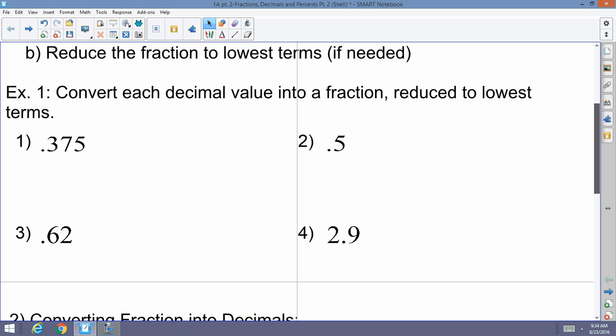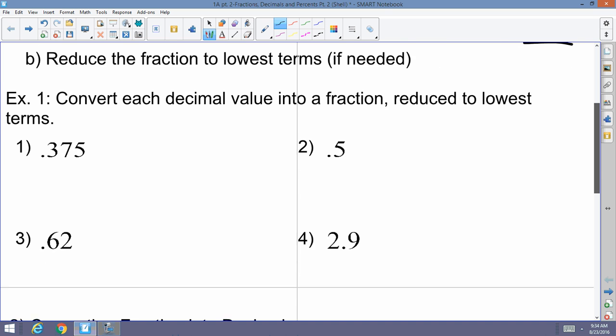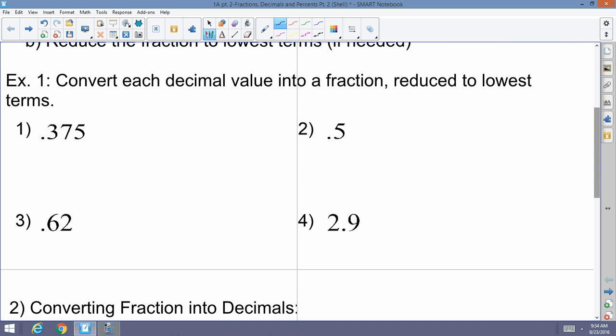So we have the first one. I know everyone's going to say, oh, it's 0.375. Yes, but read correctly, it's 375 thousandths. Why? Well, because you have the 375, and then the last place value of this number ends in the thousandths. Remember, we have the tenths, hundredths, thousandths. So we have 375 thousandths.